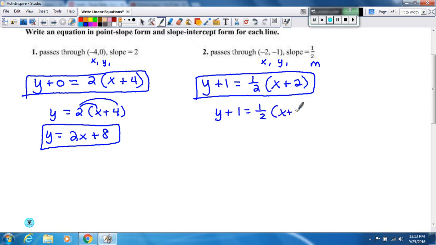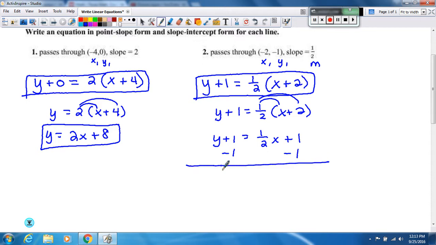So I have to copy it down so I can work with it. Okay, so you got to get rid of parentheses first. So half of x is just 1/2 x. And half of positive 2 is positive 1. To get y by itself, we have to subtract 1 from both sides. So bring down your y. Opposites cancel, equals 1/2 x. And then 1 take away 1 is 0, so those cancel as well. So this equation in slope-intercept form is y equals 1/2 x.